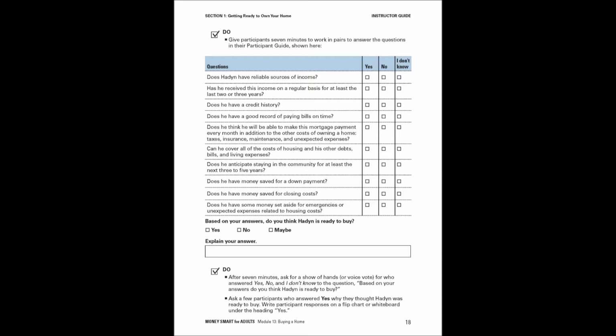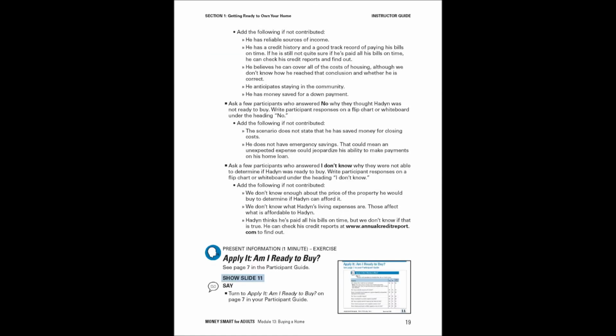And so your participants are going to be going through this checklist. They're going to be answering yes, no, or I don't know. And then after a while, what you want to do is ask the participants, what do they think about Hayden and his readiness to buy? Some participants are going to say, yes, he is ready, and they're going to give you reasons why, and you're going to contribute more information to enhance the discussion. There are going to be other participants that may say, no, they don't think Hayden's ready to go, and you're going to hear those out, and you're going to write those down as well.